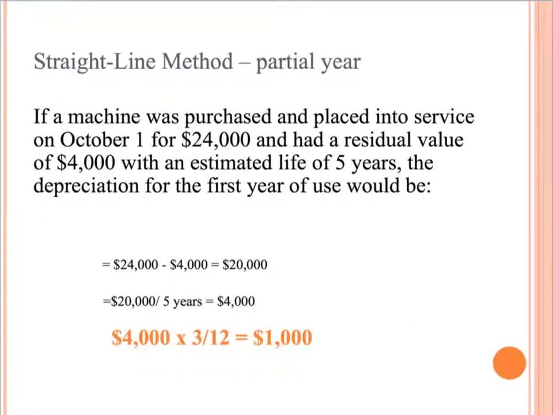Straight line method, partial year. If a machine was purchased and placed into service on October 1st for $24,000 and had a residual value of $4,000 with an estimated life of 5 years, the depreciation for the first year of use would be the cost minus the residual value, $24,000 minus $4,000 to give us $20,000, and then the $20,000 divided by 5, which gives us $4,000 a year. And we're doing this for a part year, months October, November, and December, that's 3 months. 4,000 annual times the quantity, 3 divided by 12, which is 25%, which is going to give us $1,000 for the first year.